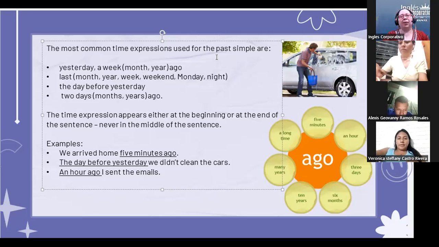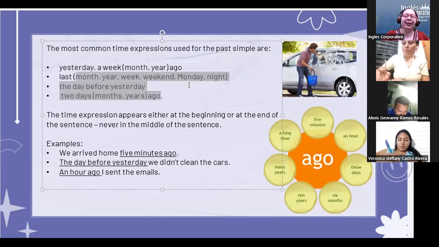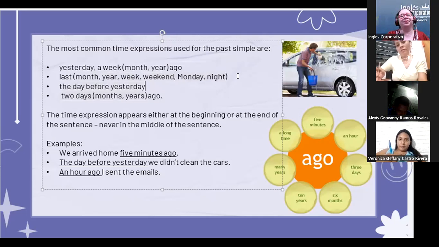Lunes pasado. El lunes pasado. Y puede ser cualquier día de la semana, ¿verdad? Puede ser last Tuesday, last Wednesday, last Thursday, ¿ok? Y last night se traduce como anoche, ¿ok? Anoche. Anoche se dice last night.